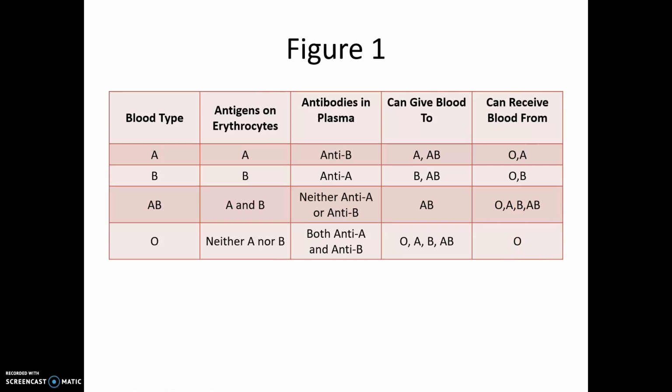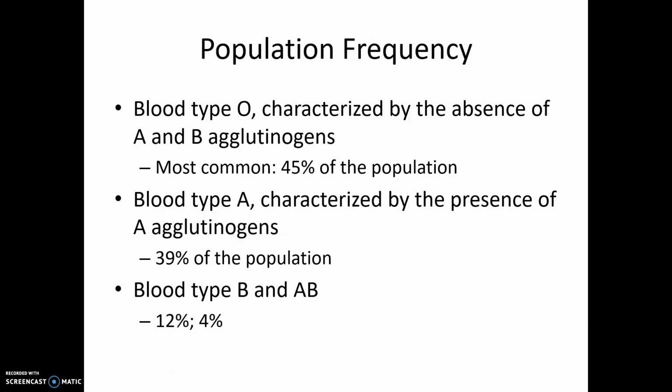Now let's talk about what we're doing when we're testing for these things. Like I was saying before, we were talking about population frequency. Blood type O, which is characterized by the absence of A and B agglutinogens, is going to be the most common. Almost half the population is blood type O, so that's 45%. Blood type A is characterized by the presence of A agglutinogens. That is about 40% of the population. The exact number is going to be 39.